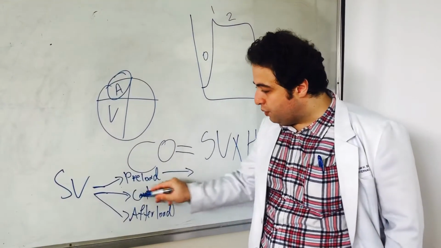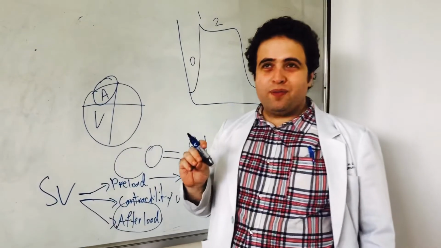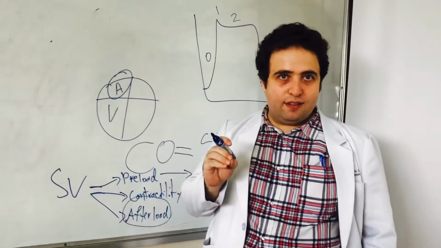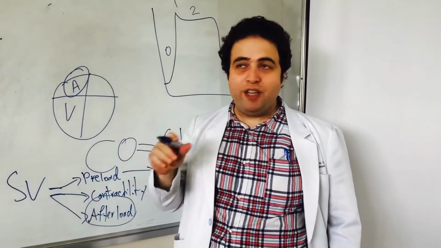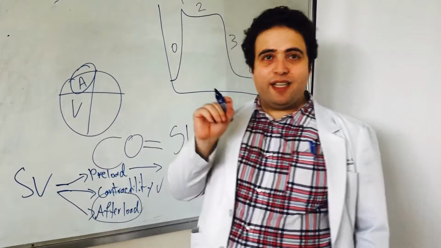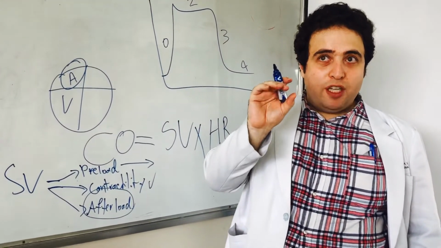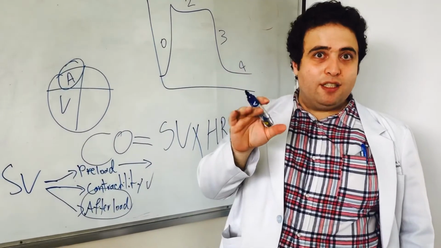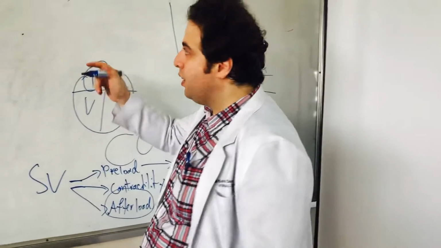What is afterload? It's very important. Afterload is a resistance. Whenever you hear afterload, remember resistance. Where is this resistance? It's in the aortic valve. Is it inside the valve? Not really. The resistance is the arch of the aorta or ascending aorta.